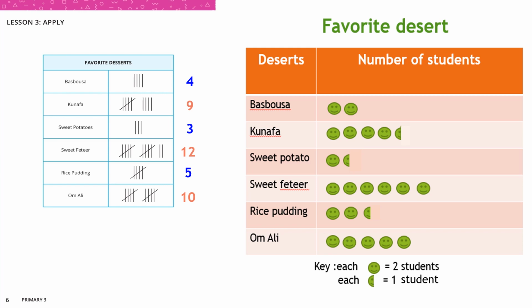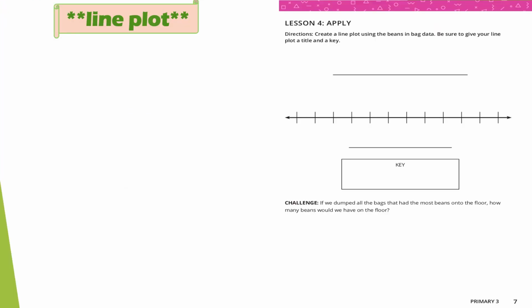In basbousa we have 4 students. How do we represent 4 using our smiley faces? Each one smiley face equals 2. So, as we can count with skip counting by 2, we can represent our smiley faces. 4 will be 2 smiley faces. 2, 4.